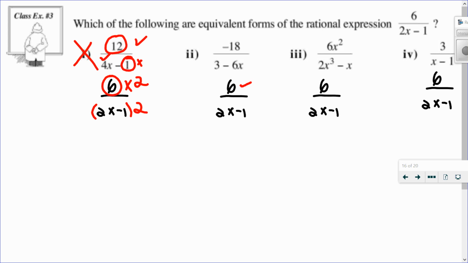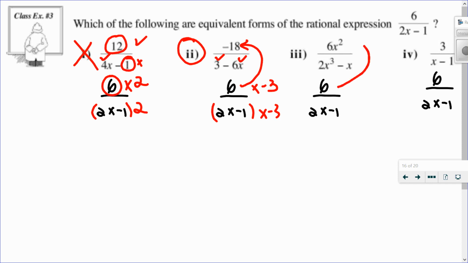So to go from 6 to negative 18, I would multiply by negative 3. So if they are equivalent, I would multiply the denominator by negative 3 as well. So 2x times negative 3 is negative 6x. Negative 1 times negative 3 is positive 3. So they switched around because it's a negative. So this is equivalent. Let's look at the next one.